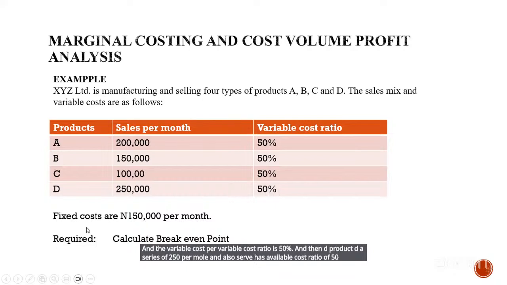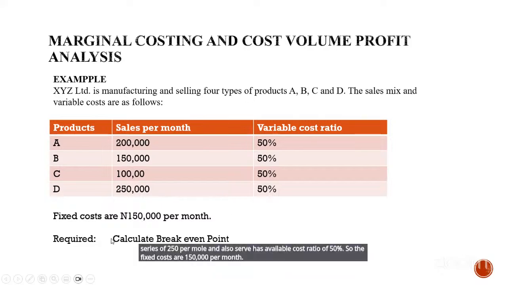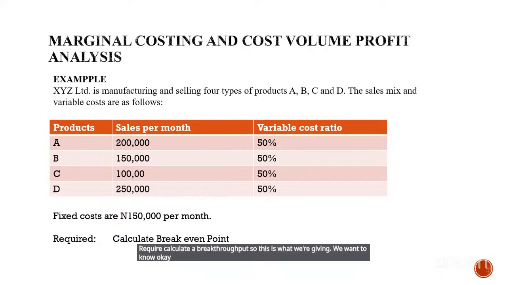So the fixed costs are 150,000 per month. Required, calculate the break-even point. So this is what we're given. We want to know at what point, what quantity or what value, we will have neither profit nor loss. That's what we're talking about, break-even point. This is what we have.